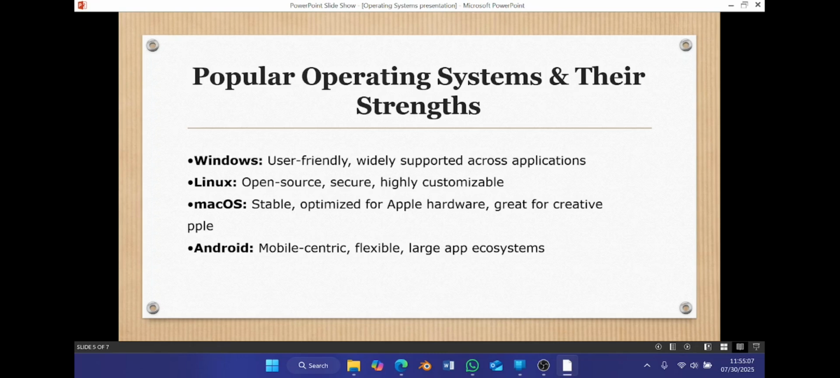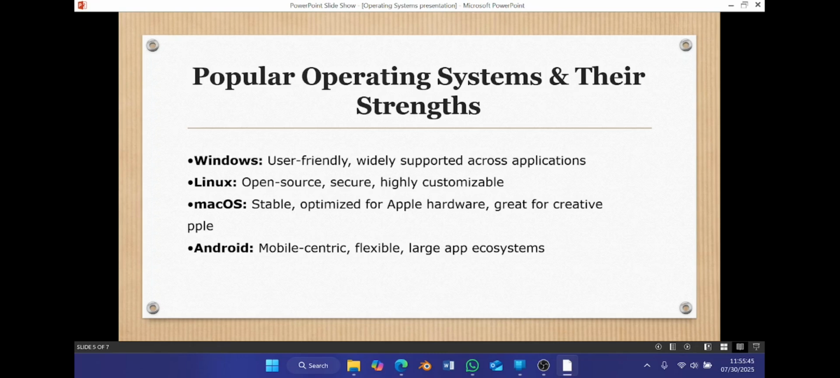Then we want to move on to the Linux operating system. Linux is an open source operating system. It is secure and highly customizable. It is mostly used by programmers and developers because of its high security. Next we have the Mac operating system. This system is stable, optimized for Apple hardware, and great for creative people. It is used on Mac devices such as Apple laptops, Apple computers, etc.